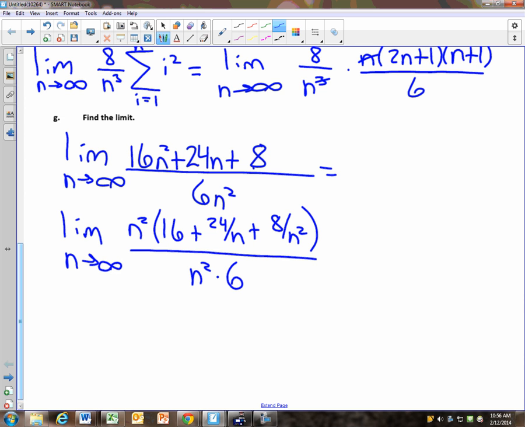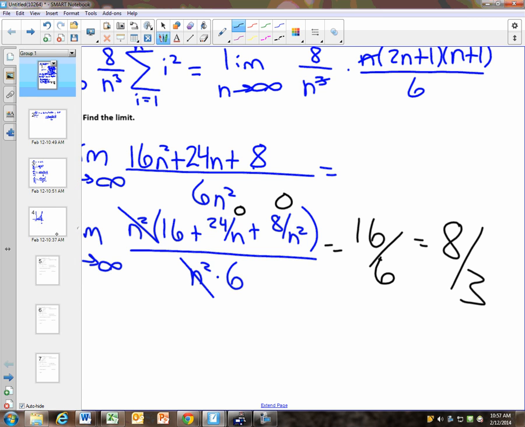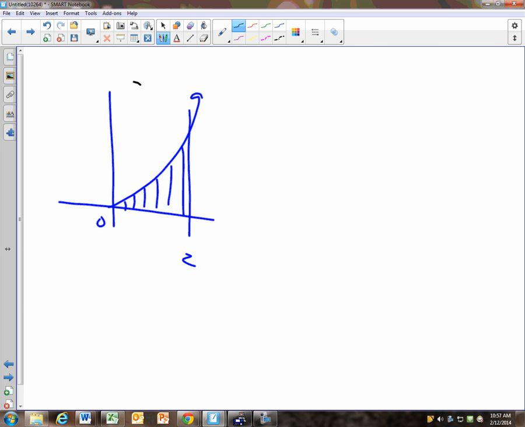What happens to the n squareds? They cancel. What does 24 over n go to? What does 8 over n squared go to? 0. You get 16 over 6, which is 8 over 3, and that's exactly what it is. You just found the exact area bounded underneath x squared and the x-axis from 0 to 2. You added up how many rectangles? An infinite number!